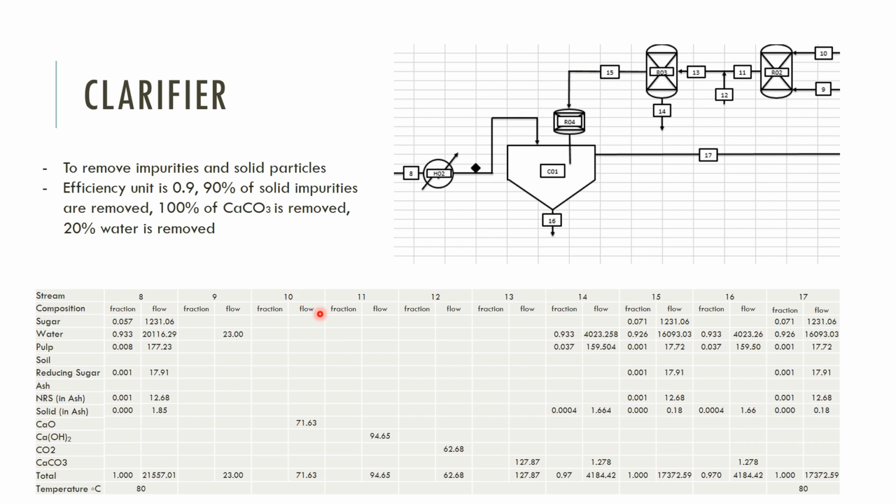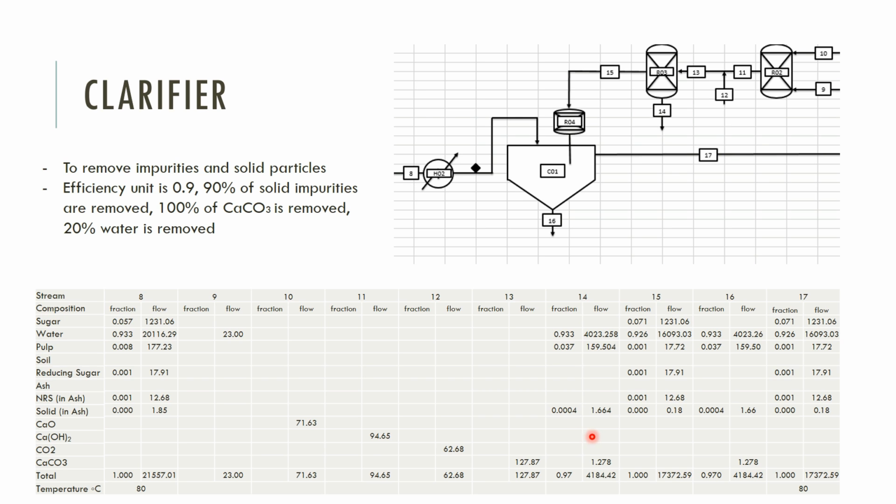The clarifier is to remove impurities and solid particles. The efficiency of the clarifier is 0.9. We assume that 90% of the solid impurities are removed, 100% of CaCO3 is removed, and 20% of water is removed. The input to the clarifier is 21,557 at the temperature of 80 degrees Celsius, and the output of the clarifier is 17,372.59 at the temperature of 80 degrees Celsius.